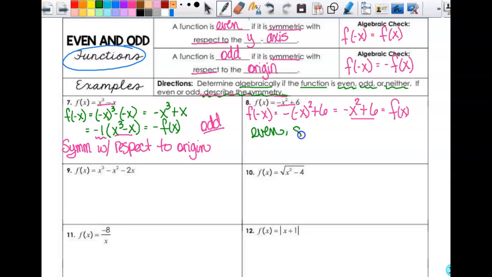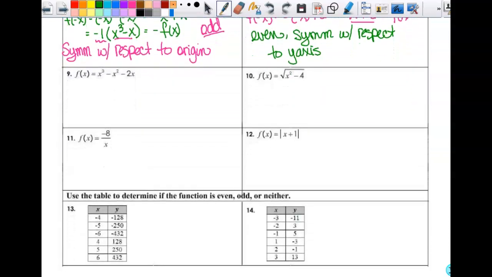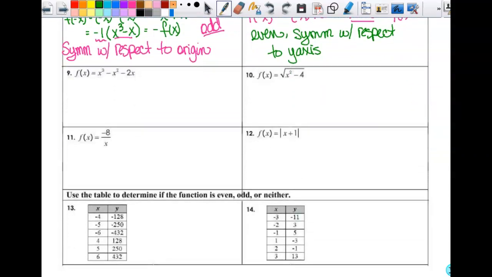Then I say it is symmetric with respect to, and since it's even, it is the y-axis. So it'll just be y-axis or origin. All right, so let's look at number 9.